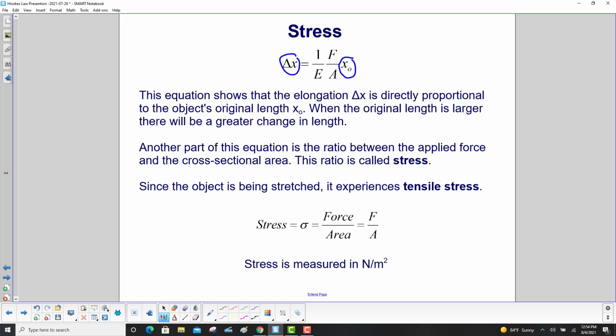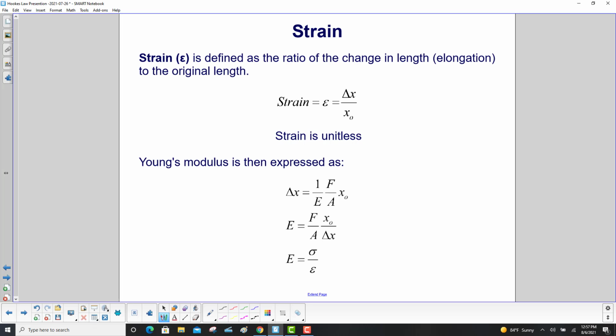Another part of this equation is the ratio between the applied force and the cross-sectional area. That ratio is called stress. Since the object is being stretched, it experiences tensile stress. So stress will be sigma, force per area, or F over A, and its units are newtons per meter squared. Strain, or epsilon, is defined as the ratio of the change in length, elongation, to the original length. It is unitless because you have meters over meters. They cancel out.